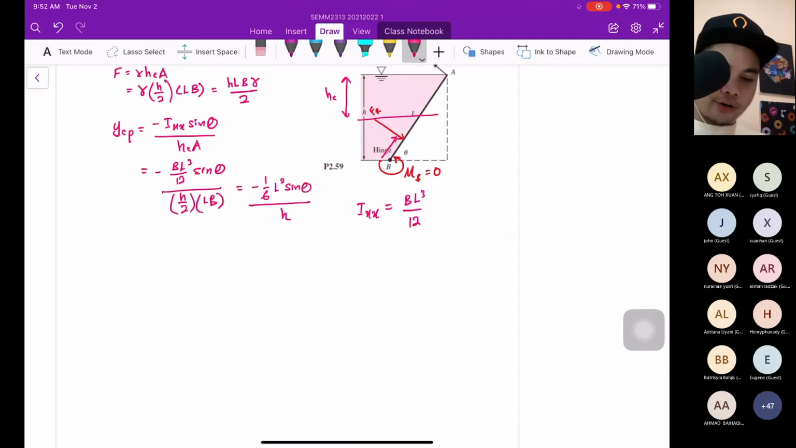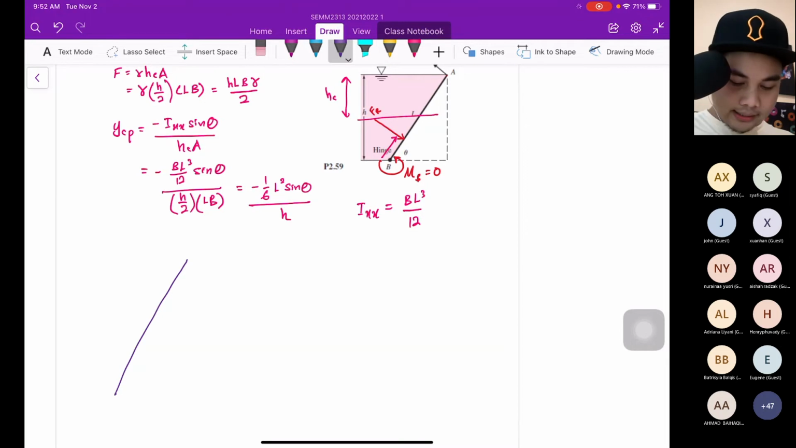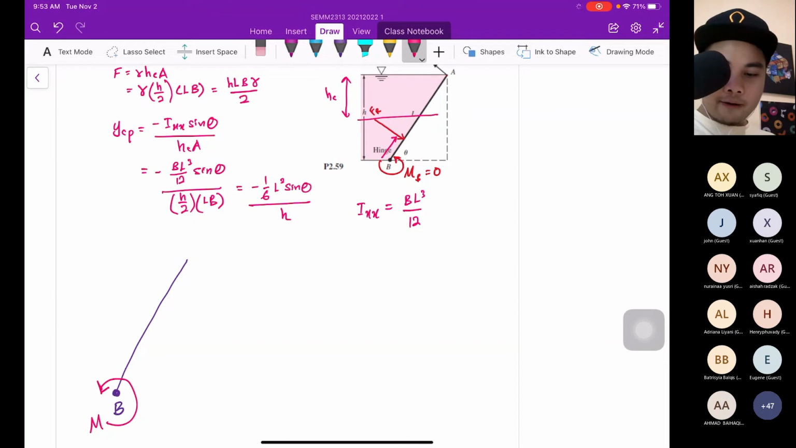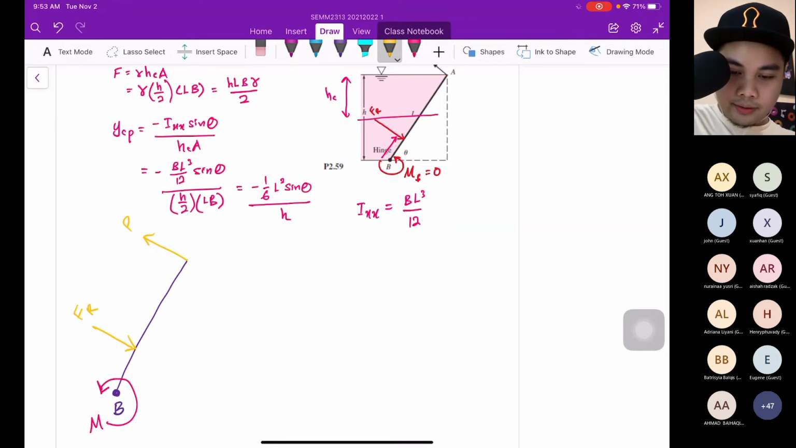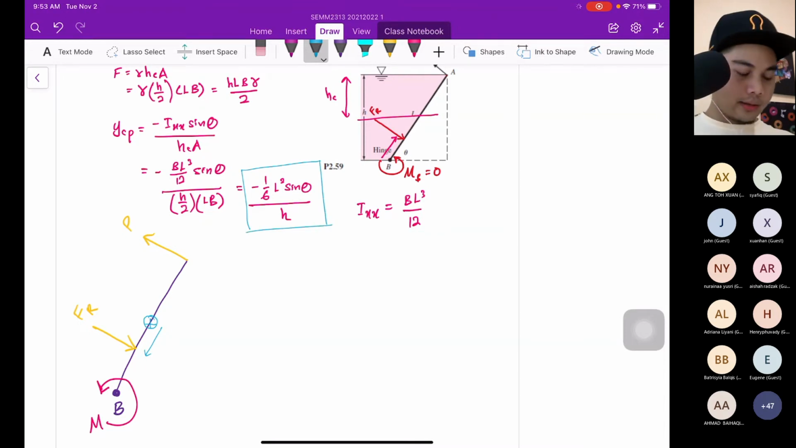Okay, so I draw again to make it clear and understandable. This is the gate, and this is at point B, the hinge. We must know the moment at point B. So we have the pressure force, and we have the resultant force, FR. This is the centroid, and from the centroid to here is this value.